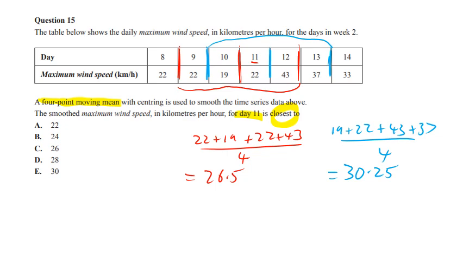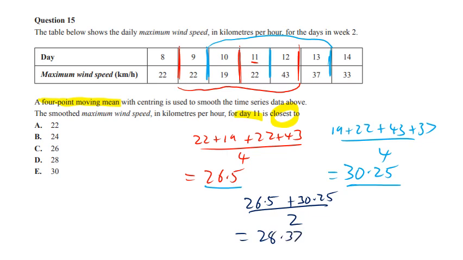So we have got a point to the left of 11, a point to the right of 11. We've got to take the average of this one and this one. So we do 26.5 plus 30.25, divide that by 2, and you'll get 28.375, or 3/8 if you know what you're talking about.